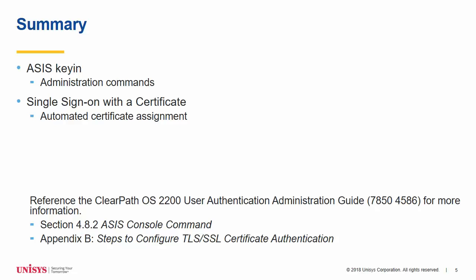In summary, the ClearPath OS 2200 User Authentication product now provides an ASIS console key-in for administrative commands and automated assignment of user ID certificates for single sign-on with a certificate on the OS 2200 host. Reference the ClearPath OS 2200 User Authentication Administration Guide for more information, specifically Section 4.8.2 ASIS Console Command and Appendix B, Steps to Configure TLS/SSL Certificate Authentication.